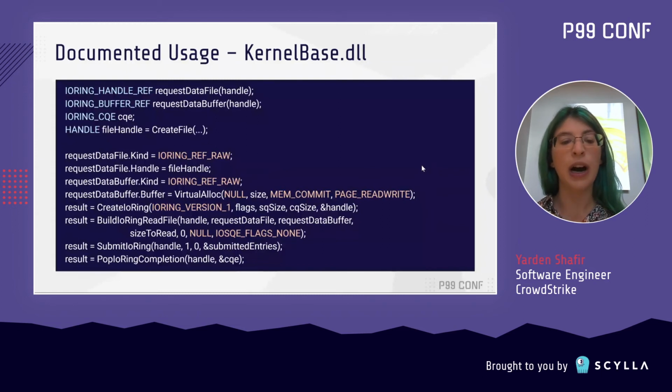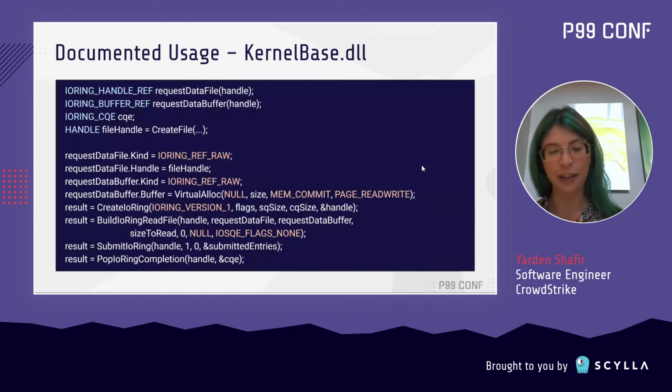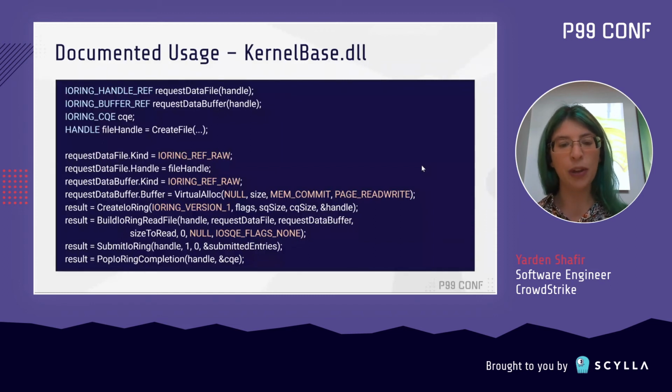There are also other build IO ring functions for different operations, and you can call that with as many files as you want, as long as your ring supports that many. Then you submit through submit IO ring, and then you call pop IO ring completion to read the completion status. Of course, if you call pop IO ring completion before the operation was actually completed, then you will get the previous completion event, not the current one. So you will need to wait.